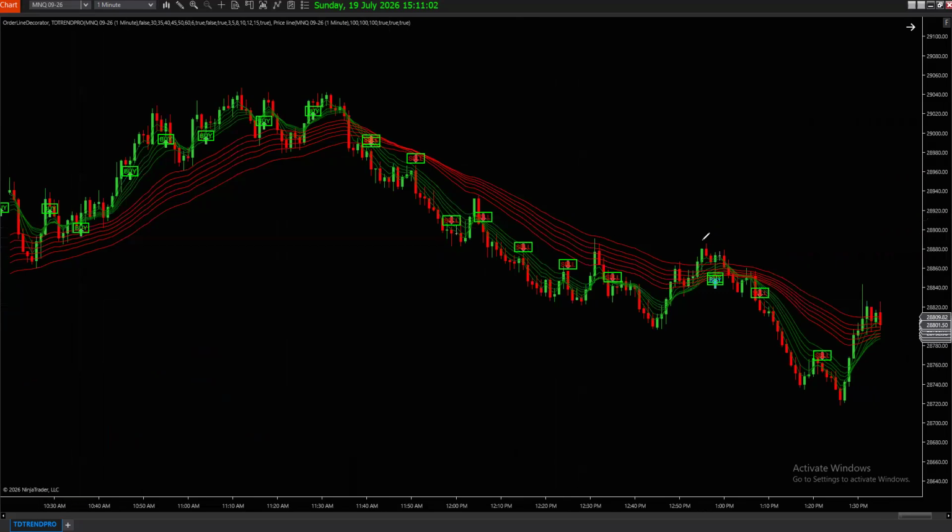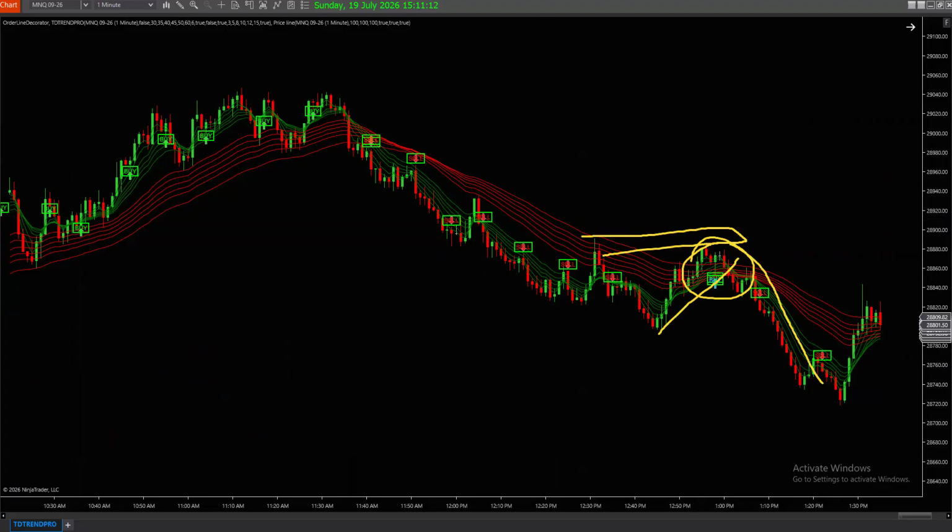Here they tried to buy it back, but it didn't work. The market pulled back into this high, and they sold off that lower high.